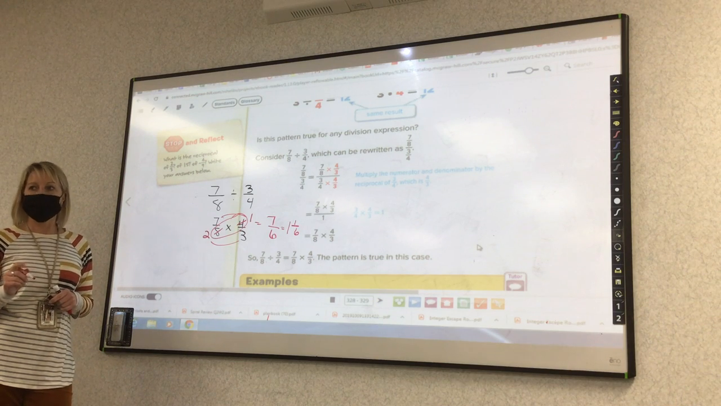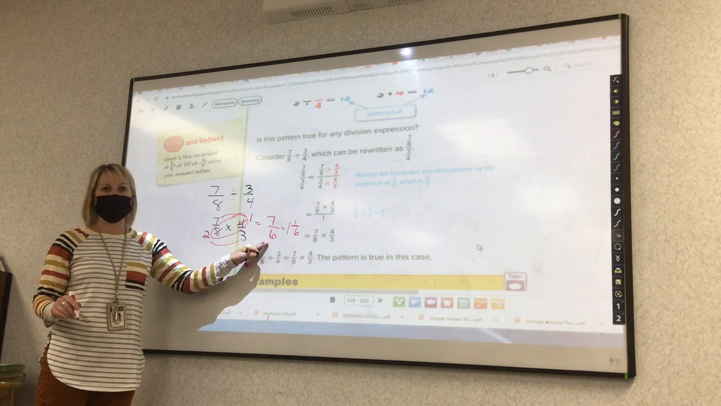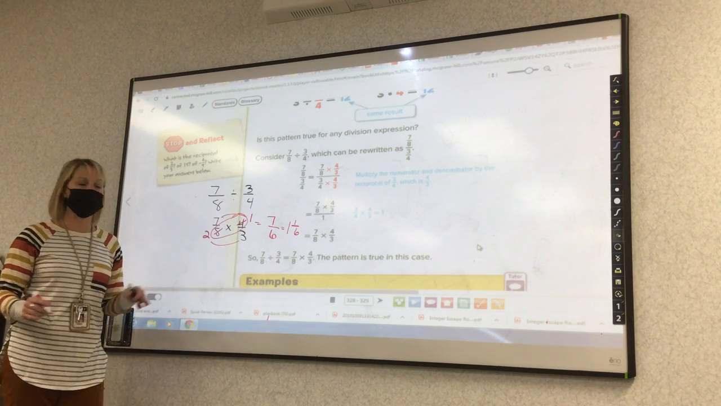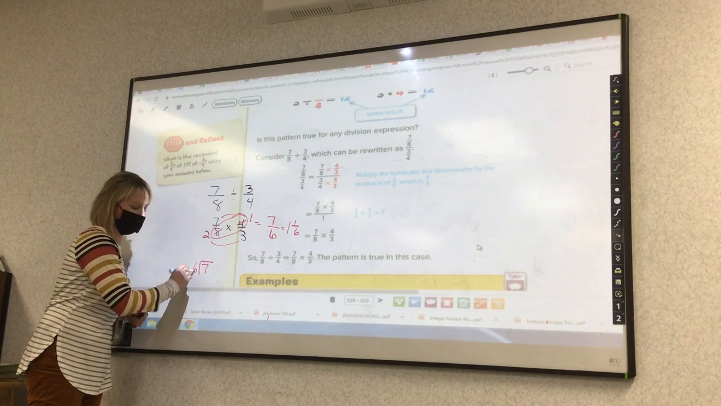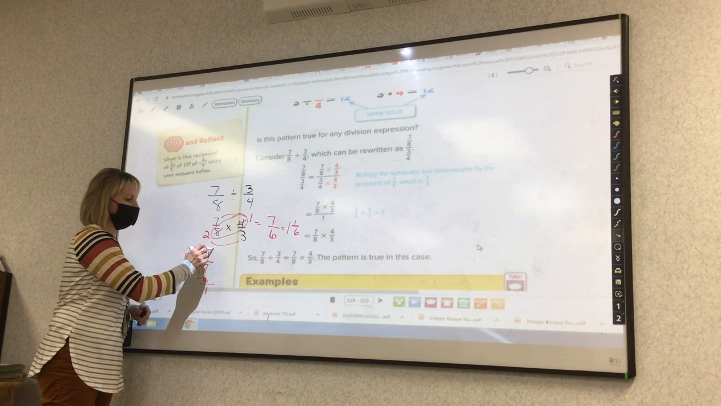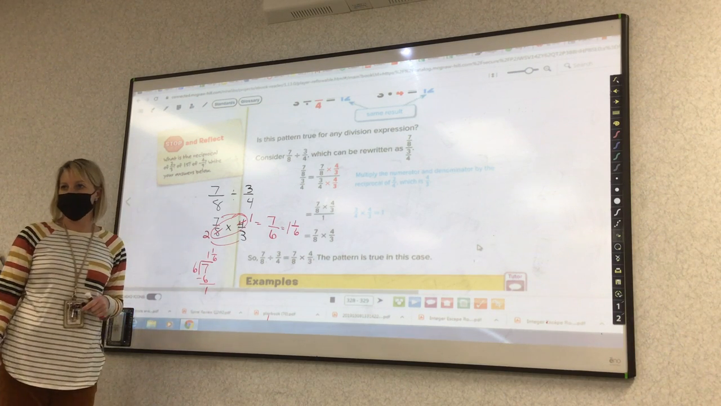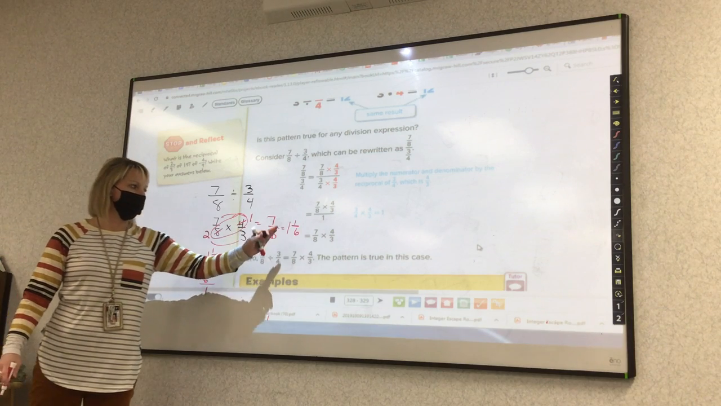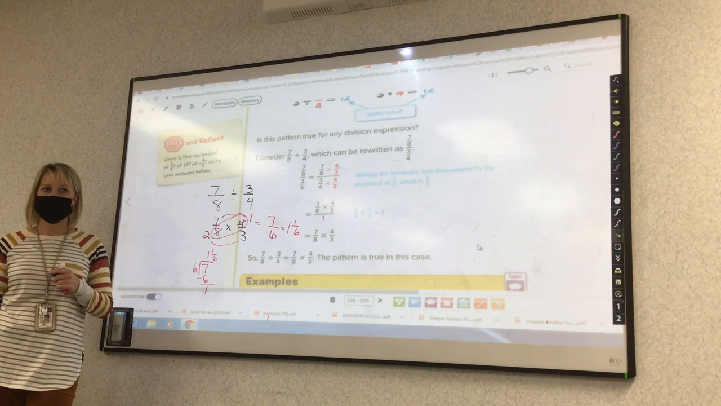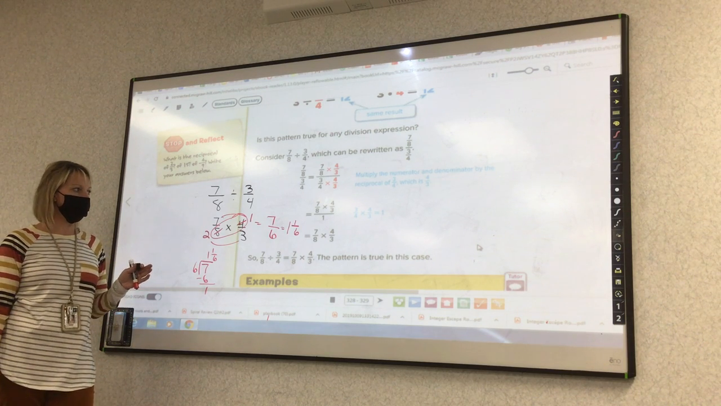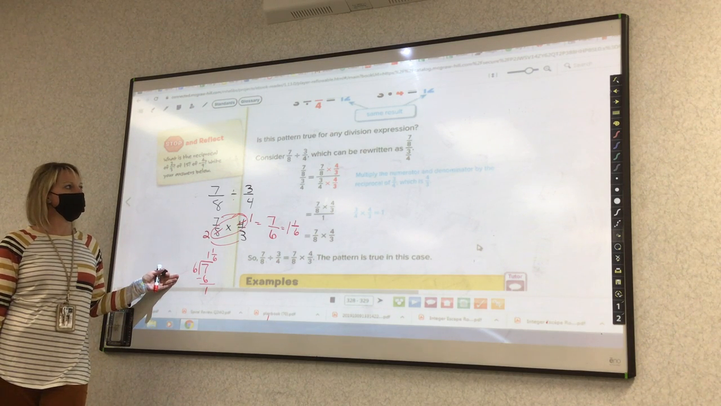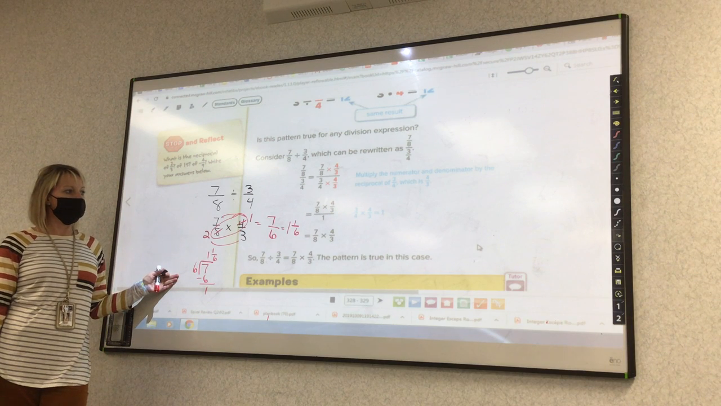Now, if you are still having a problem going from an improper fraction to a mixed number, you just need to do the work. 7 divided by 6. 6 goes into 7 once. 7 minus 6 is 1, so it's 1 and 1 sixth. If you can go from here to here, please do. Save yourself some time. Either way, that is up to you. So everybody has shown all the work. Correct? Yes.